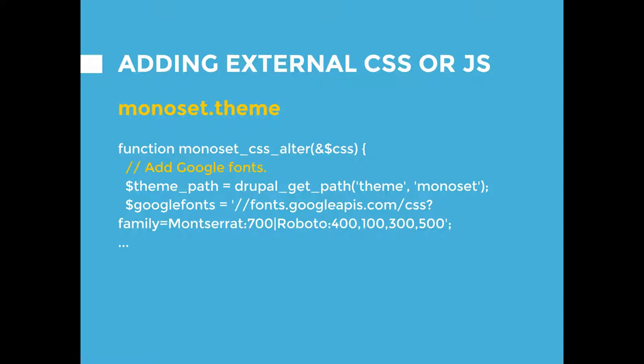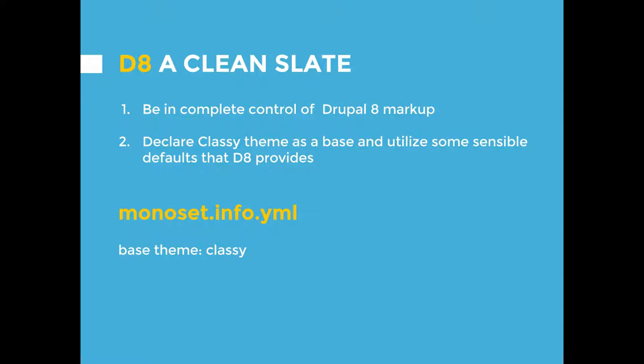Adding Google font too. I mean, there's a couple ways of doing that. I think there's still a way, maybe now there's a way to add that directly in the libraries file. I ended up doing just a pre-process function in my monoset.theme file. And let me actually show you.